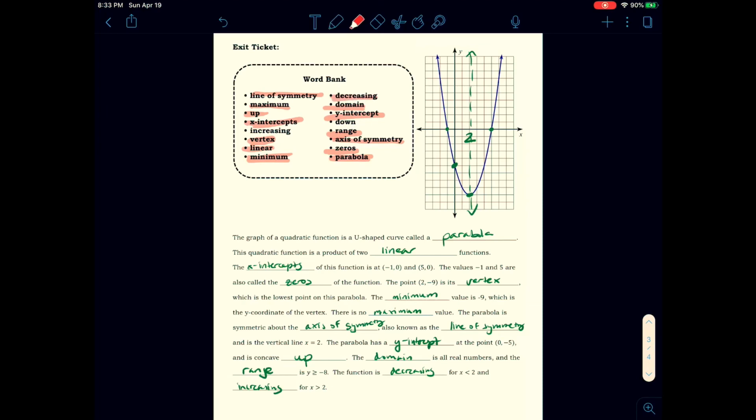So the only word we didn't use here was the word down, right? Because this was not concave down, this was concave up. So guys, make sure you understand these vocab words and how we can use these vocab words to describe all the characteristics of a parabola.